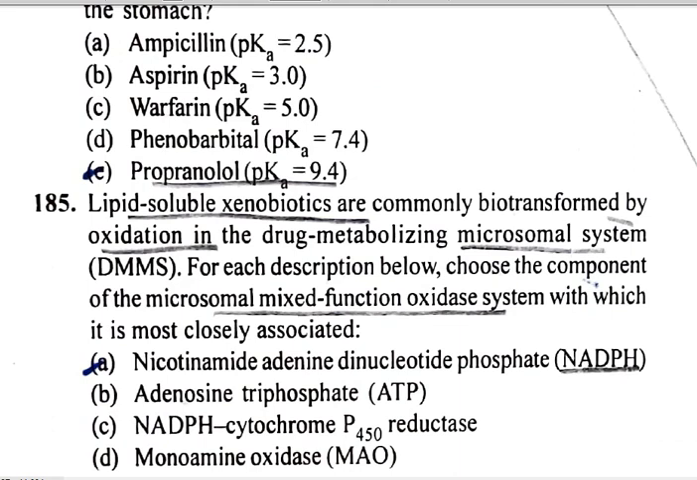Lipid-soluble xenobiotics are commonly biotransformed by oxidation in the drug metabolizing microsomal system. For each description below, choose the component of the microsomal mixed function oxidase system with which it is most closely associated. That is NADPH, that is nicotinamide adenine dinucleotide phosphate.